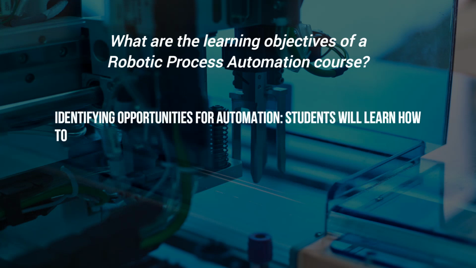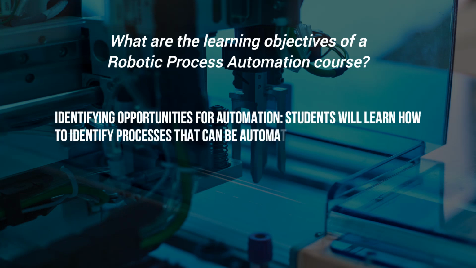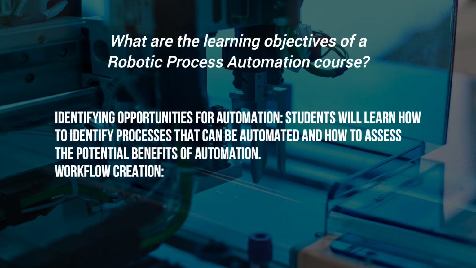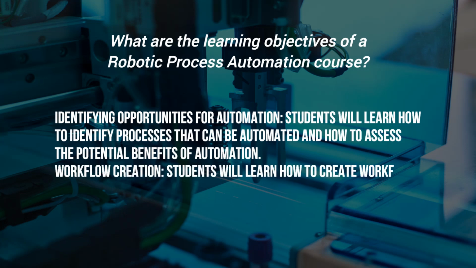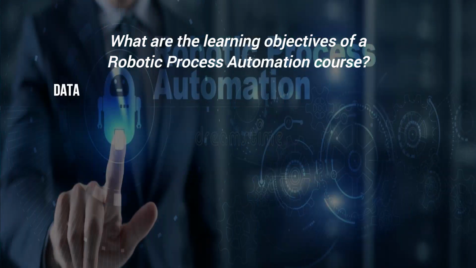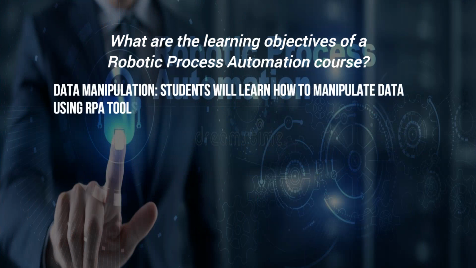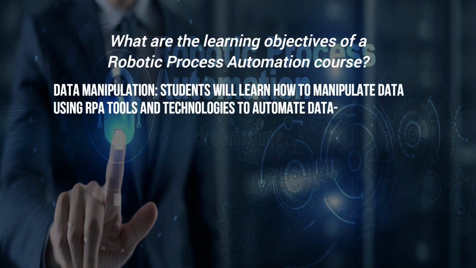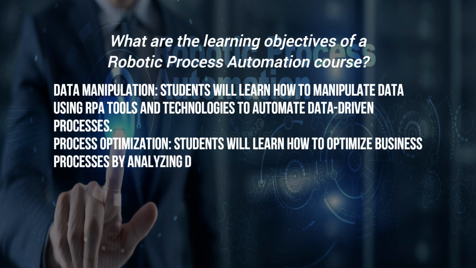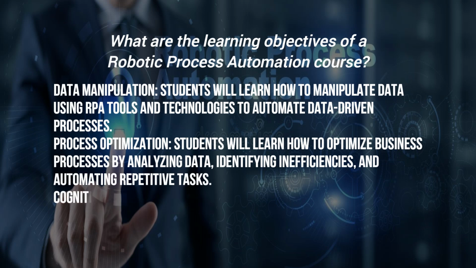Students will learn how to identify processes that can be automated and how to assess the potential benefits of automation. Workflow creation. Students will learn how to create workflows and automate processes using RPA tools and technologies. Data manipulation. Students will learn how to manipulate data using RPA tools and technologies to automate data-driven processes. Process optimization. Students will learn how to optimize business processes by analyzing data, identifying inefficiencies, and automating repetitive tasks.